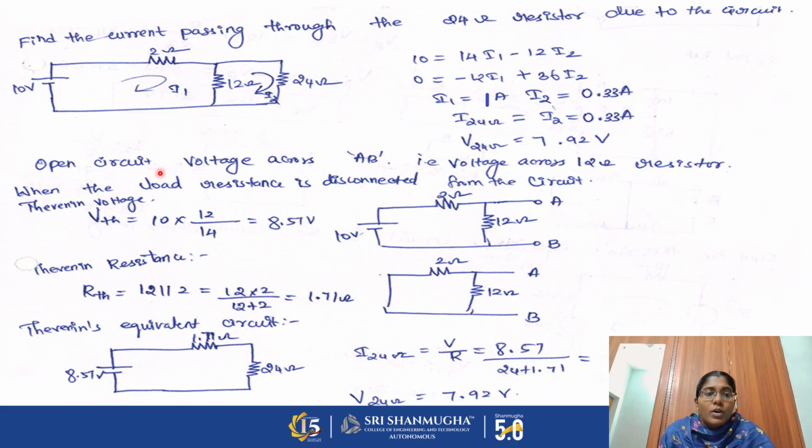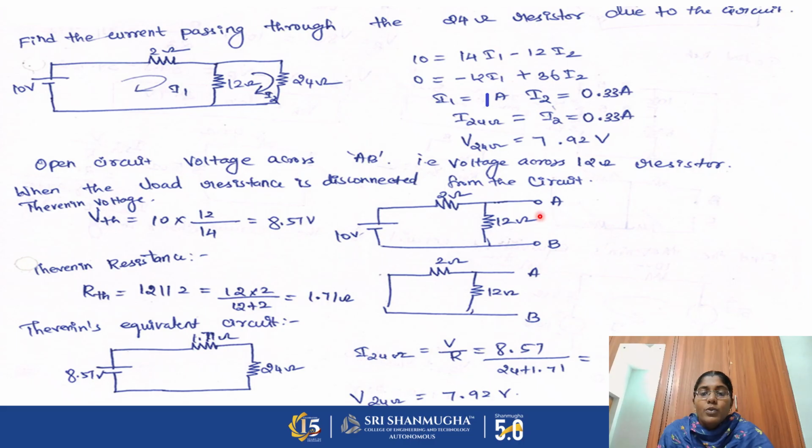Now we need to find out the Thevenin's, we need to draw the Thevenin's circuit, right? So for that we need to remove the load resistor 24 ohm resistance and we need to find a voltage across this open circuit terminal. So you will get a circuit like this. If you disconnect the load resistor from the circuit, you will get open circuit terminals like this.